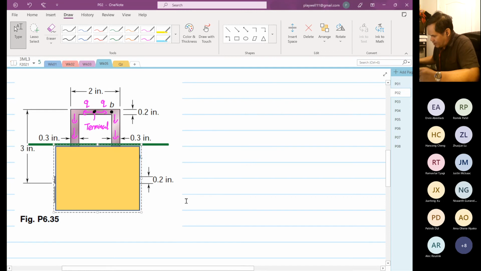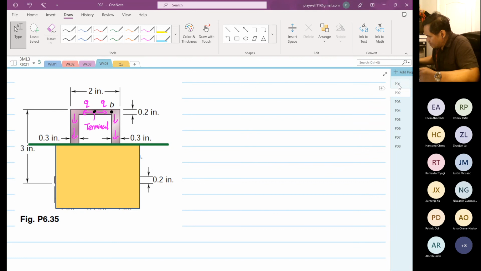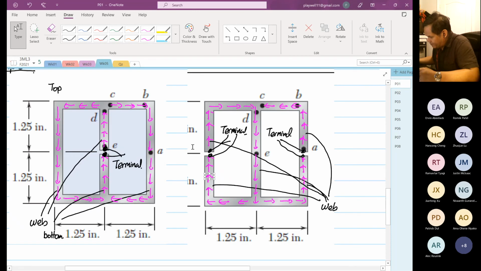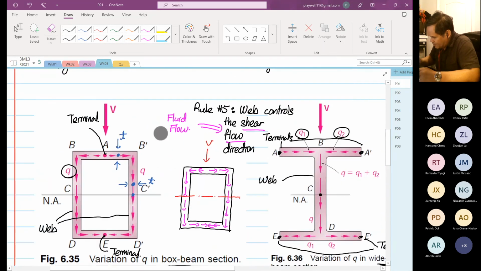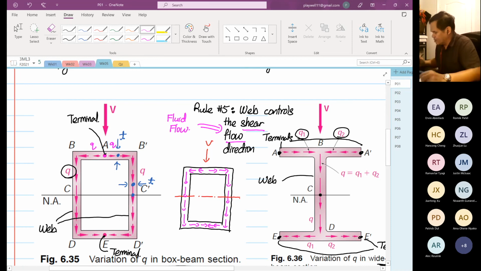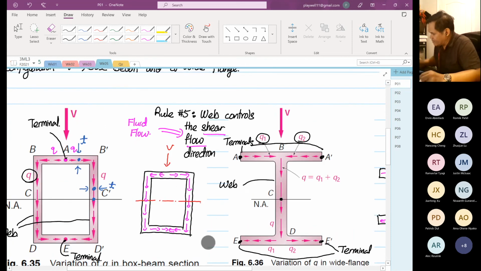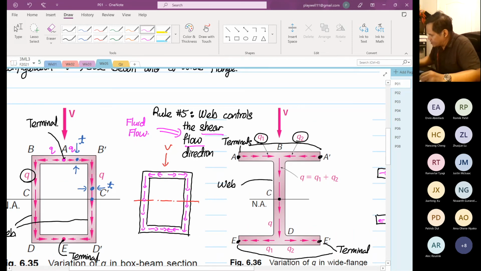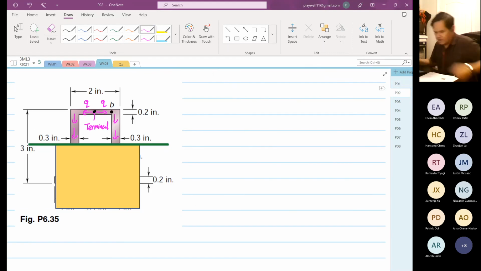I'll tell you why box beam. If you look at the structure now when I cover the bottom, and if you look over here, why is it box beam? Because it starts with one terminal and the Q splits into left and right. It goes away from the terminal. If it's an I-beam, there will be two terminals and the Q will come together. So this is a box beam analysis.